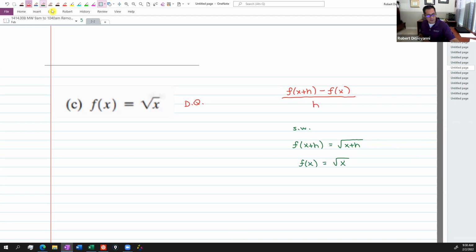So I think I'm ready for the difference quotient. It will be equal to f of x plus h, which is square root of x plus h, minus now f of x, which is just the square root of x, and then over h. Questions?